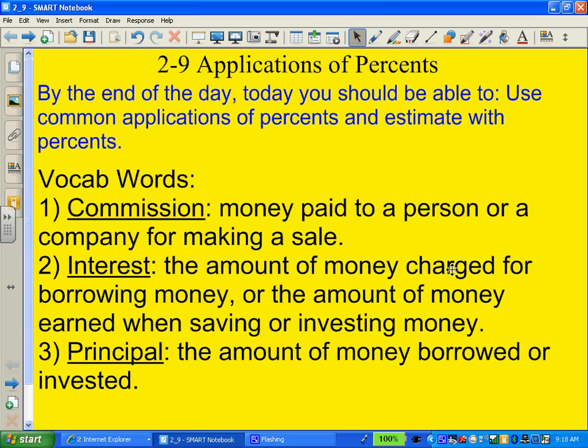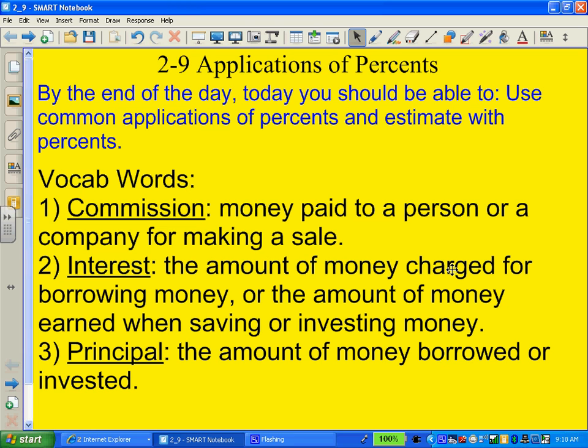So yesterday, or in 2-8 I should say, you dealt a lot with just how to find percents, dealing with the whole number or part of the number and all that good stuff. Today we're going to talk about how we actually apply these in the real world. Students always like to ask, when am I ever going to use math in the real world? These are two big parts of the real world that you will use math in.